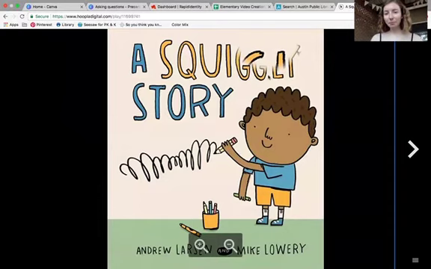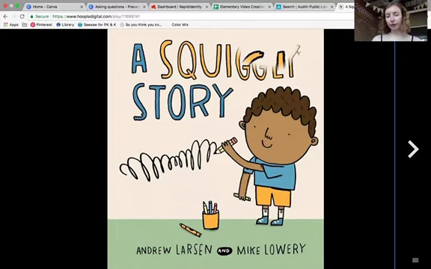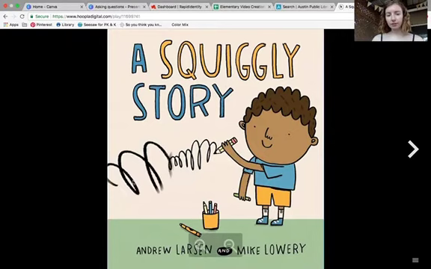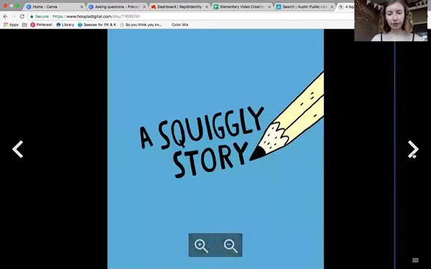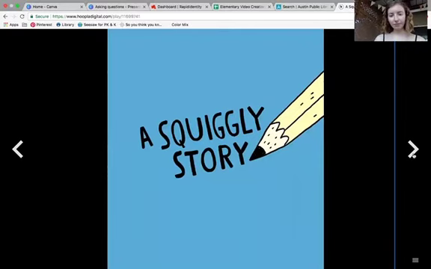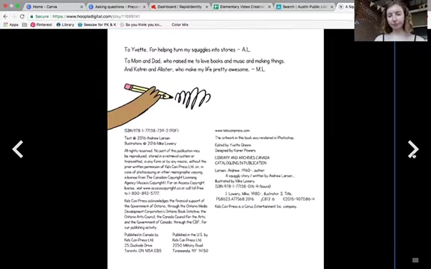Hi friends, the book we are going to read today is called A Squiggly Story. It is written by Andrew Larson and Mike Lowry. What do you think that word squiggly means? Squiggly could be just what he's drawing on the page, kind of like a scribble. Let's see what happens in this story, A Squiggly Story. Oh, there we have some squiggles. There's the title, A Squiggly Story.